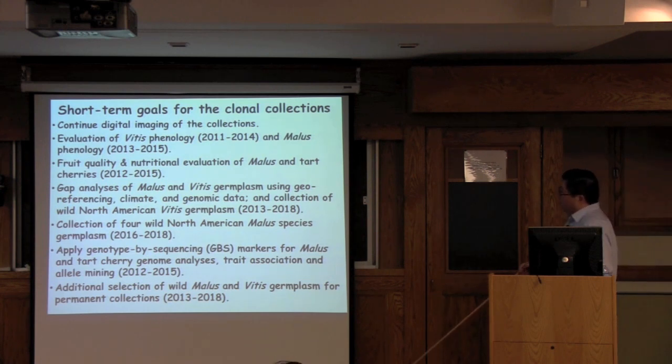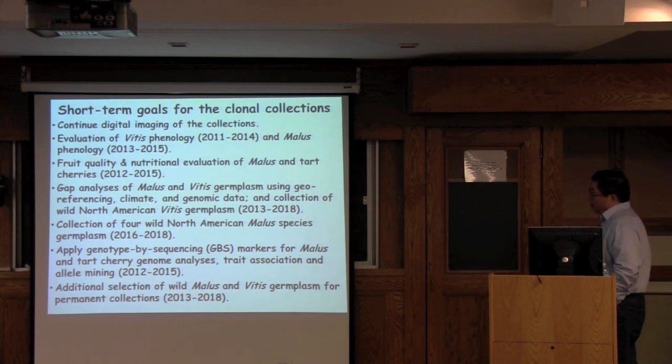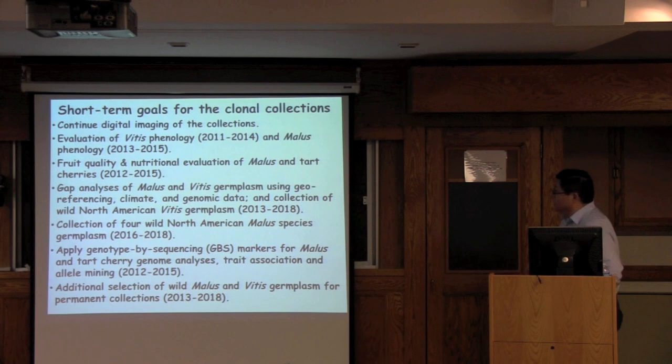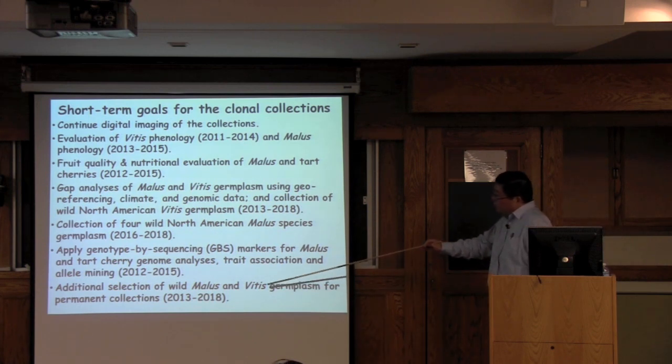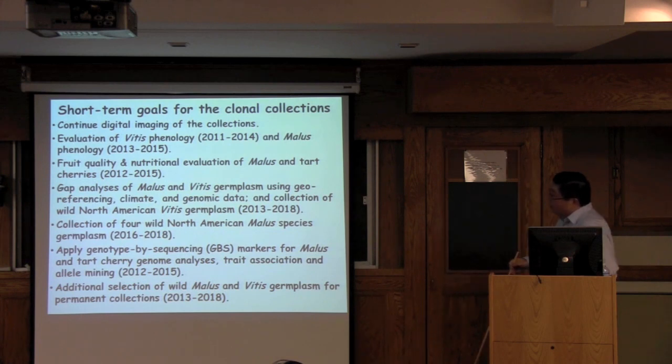We're going to continue applying the GBS markers for the Malus and also tertiary genome analysis, probably more trait association analysis, and potentially allele mining for a lot of wild Malus and also the Malus and tertiary material we have. Also, we're cooperating with a lot of different people. We'll continue the evaluation of a lot of wild material of the Malus and also the Vitis material. Based on those evaluation results, we're going to try to select some of the material to be included in our permanent collection in the next 5 years.